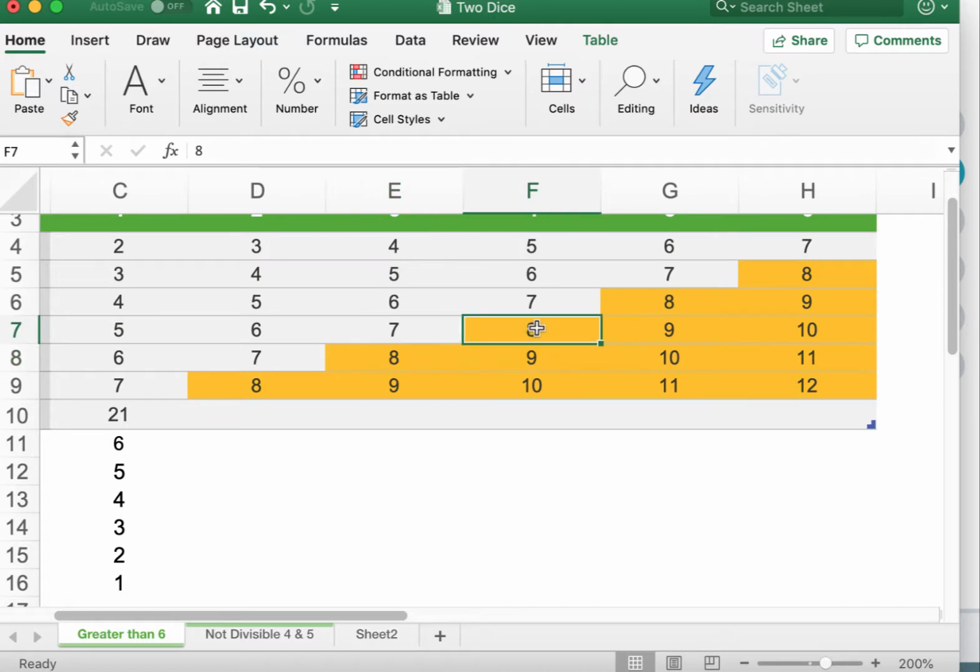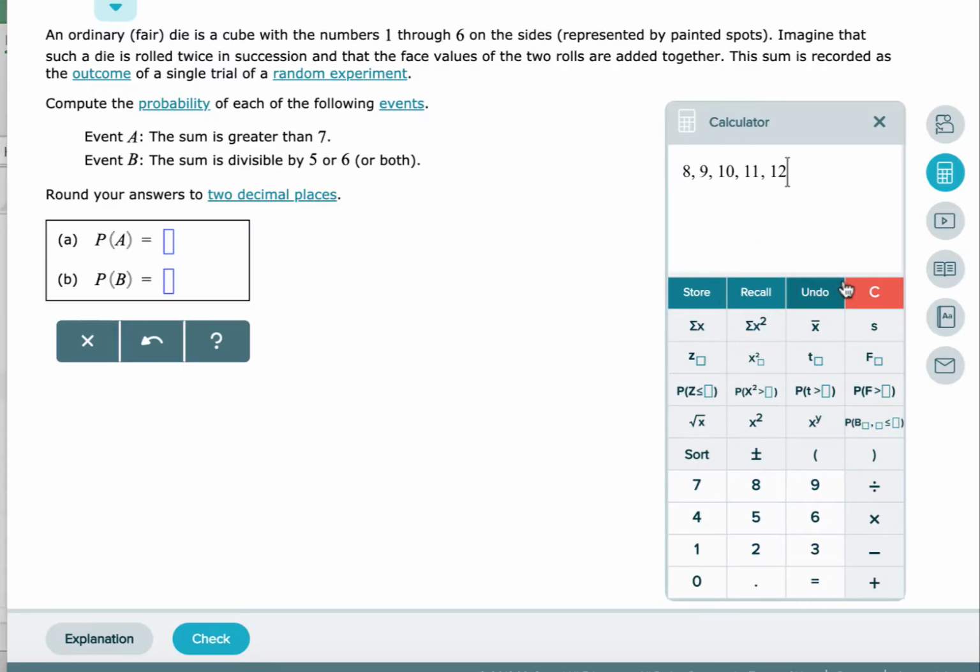1, 2, 3, 4, 5 eights, 6, 7, 8, 9, 10, 11, 12, 13, 14, and 15. So we have 15 of the values that are sums greater than 7, out of 36. And so we can go back to our calculator and we have 15 divided by 36, which is 0.42 when we round to 2 decimal places.